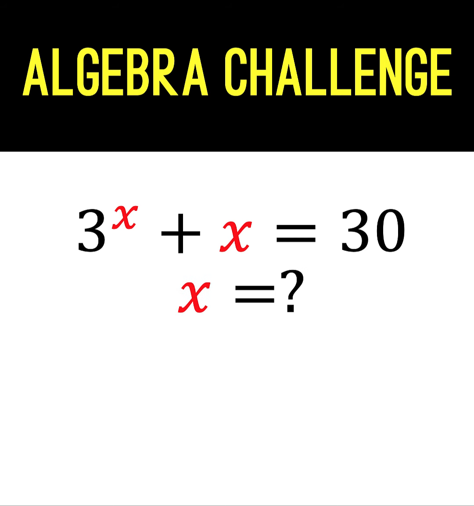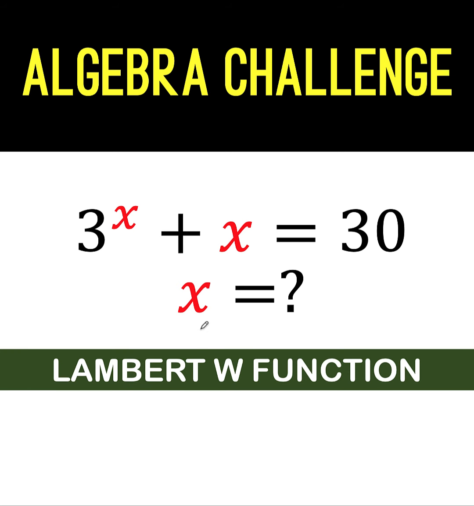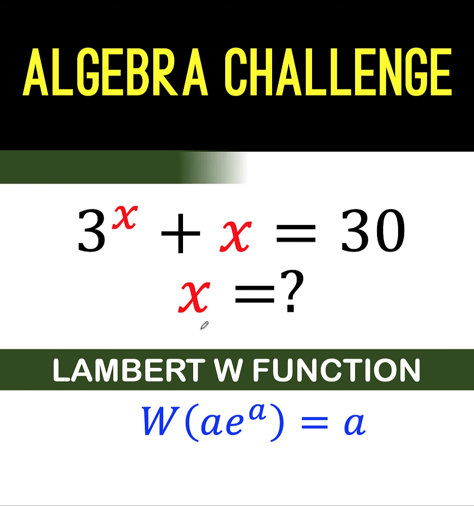Find the value of x given this equation, 3 raised to x plus x equals 30. This is a kind of problem where the variable is found both as an exponent and as a base. And one way to solve this kind of problem is to use what we call the Lambert W function. You can pause the video and see if you can solve this math problem.